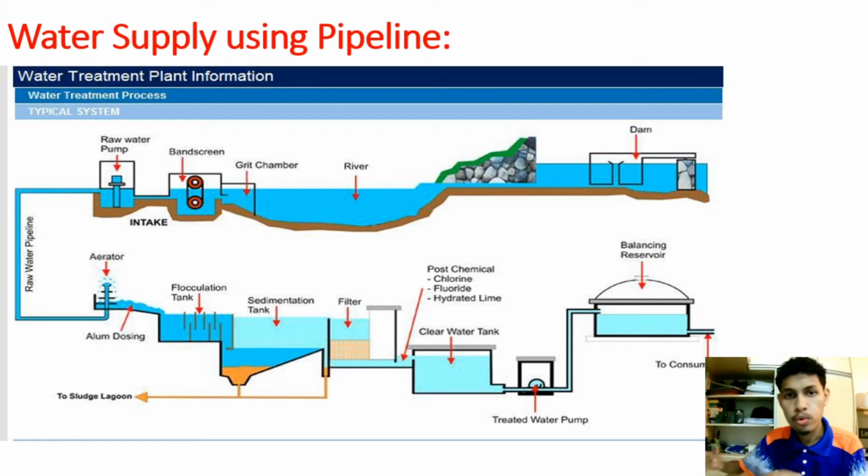So how can we relate the water supply with the pipeline logistics system? As we know, today all of us are using clean water, right? So where does it actually come from? The clean water, where does it come from? As you can see in the picture, it comes from the water treatment plant.